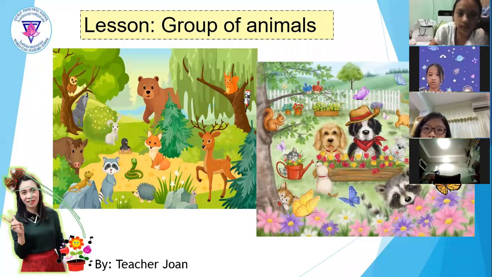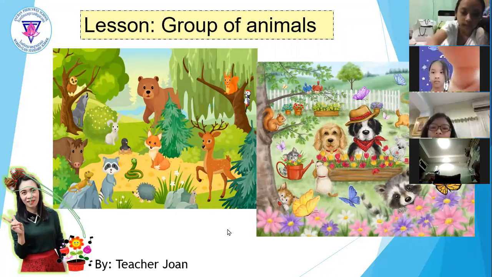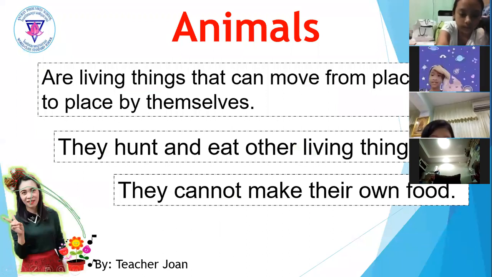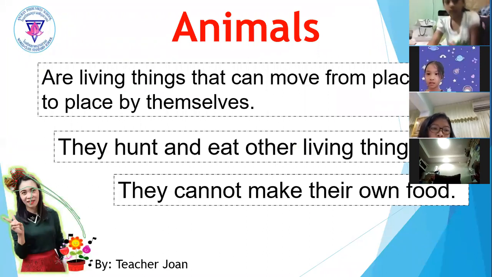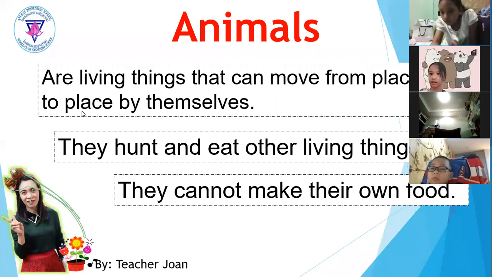Now, we're going to study about the groups of animals. There are two groups of animals. The first group is the vertebrate animals. But before that, we're going to read the following verse about animals. So animals are living things, right? They have life. Yes or no, Gypsy? Thumbs up if you can hear Teacher Anne. All animals are living things that can move from place to place by themselves. We don't need to help them. They can run on their own. They can fly. They can swim. They can walk. They can hop.